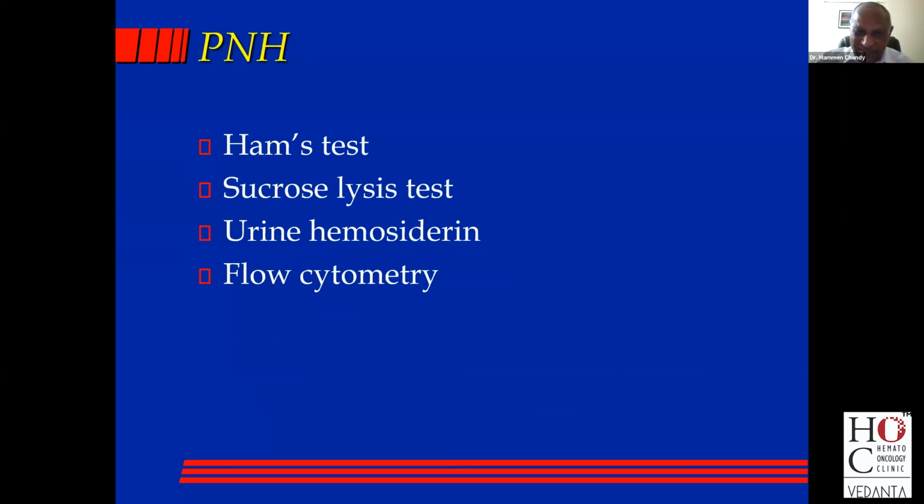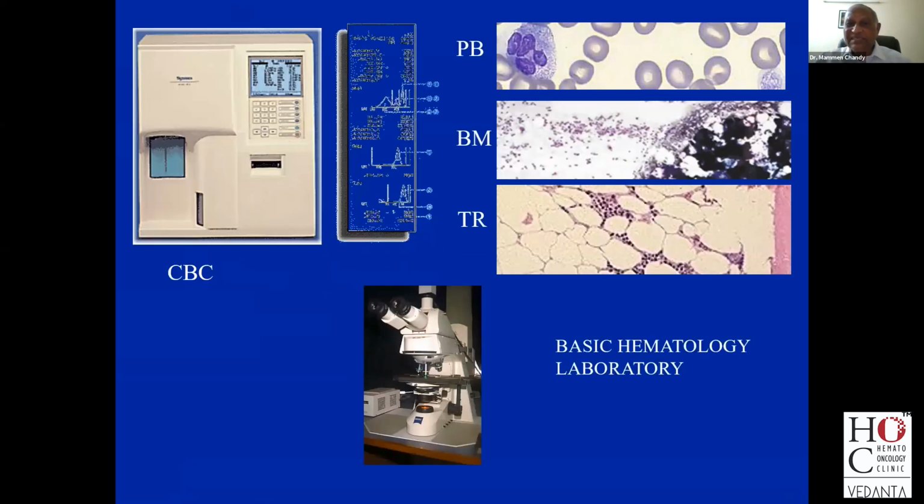They're old tests. Today, we almost always straight away go to a flow cytometry. But I believe this test is very useful. A urine hemosiderin, which will tell you, yes, there is intravascular hemolysis, which is chronic, right?